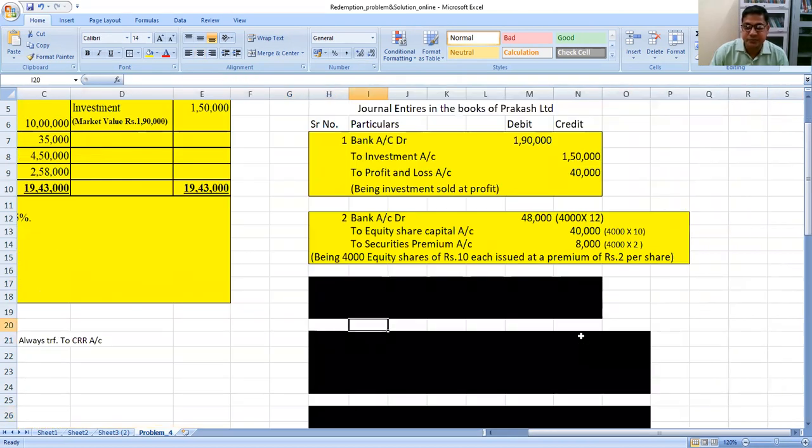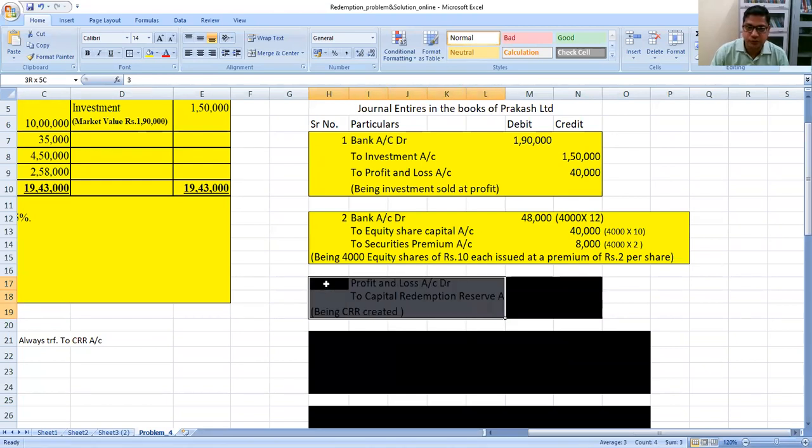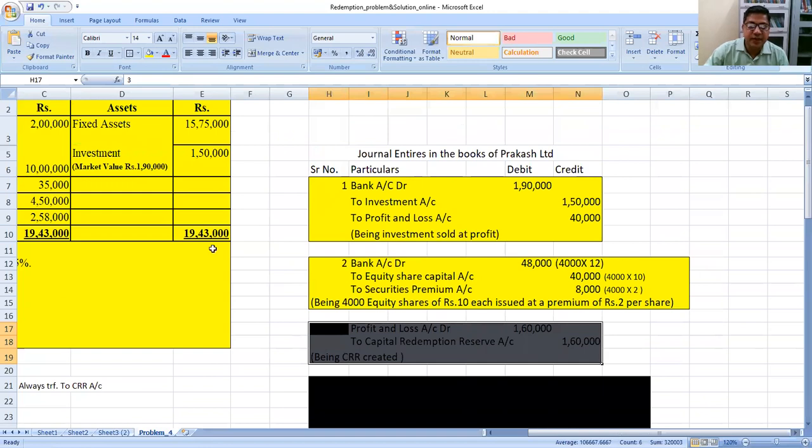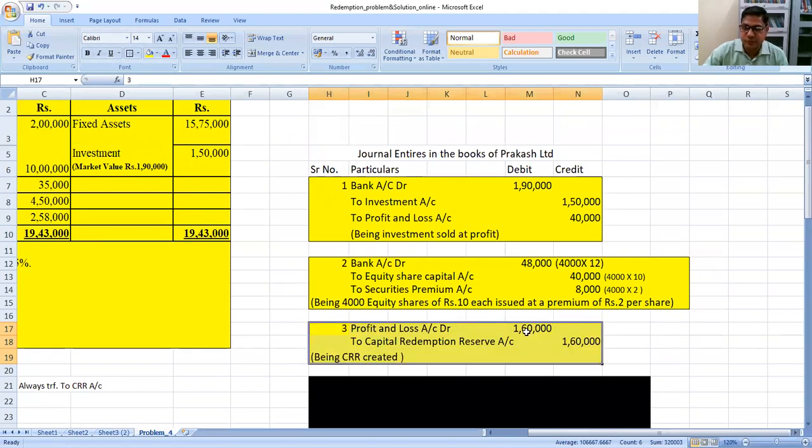The entry is very simple. We studied it in previous problems also. Profit and loss account debit 1,60,000 to Capital Redemption Reserve account 1,60,000. This particular entry we already studied in the last two problems. A similar kind of entry is there, and you should understand that here the entry will be profit and loss account debit 1,60,000 to Capital Redemption Reserve account, CRR created.